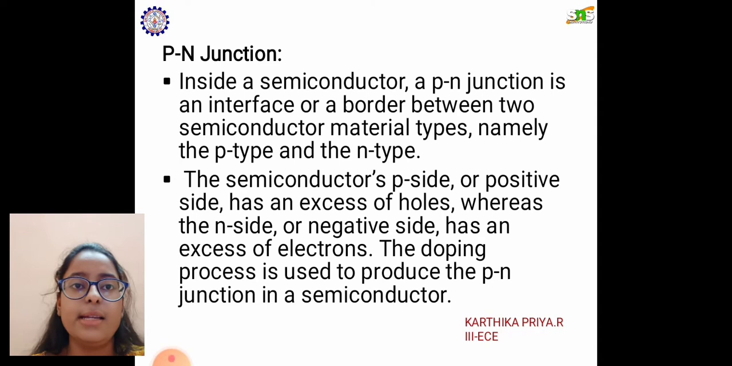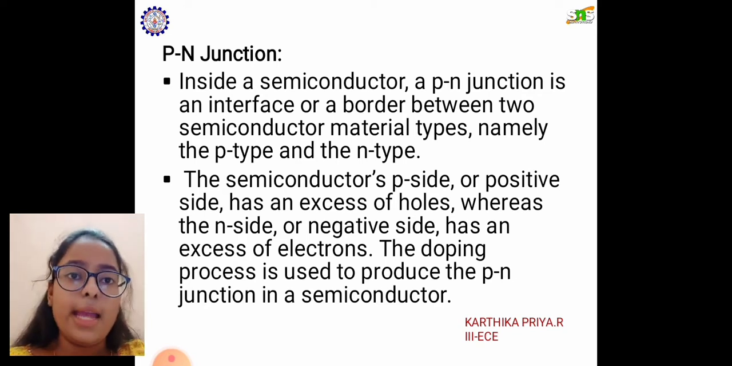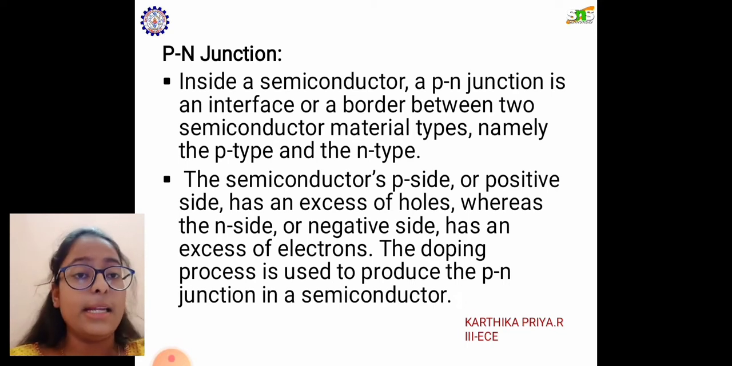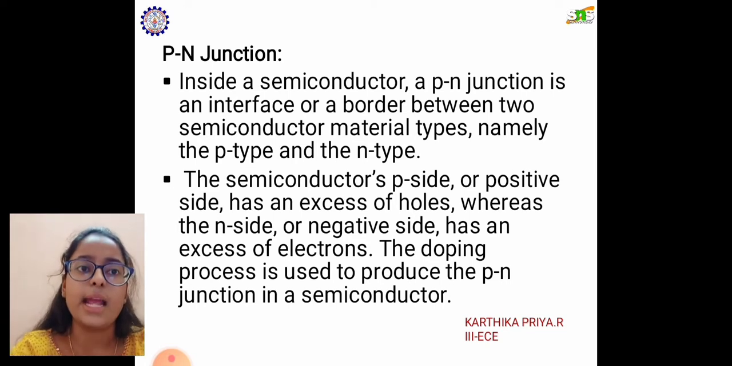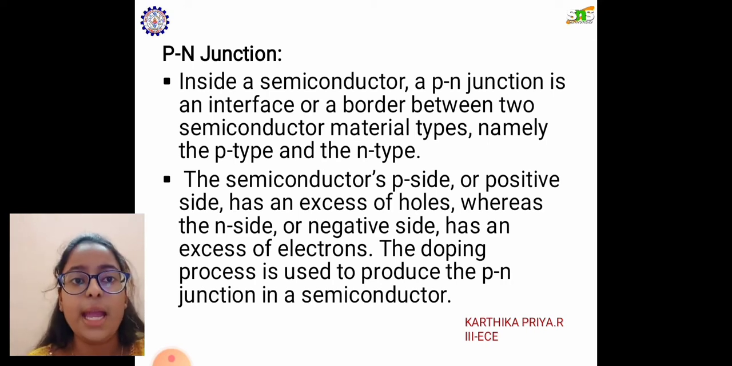And the next slide is about a PN junction. Inside a semiconductor, a PN junction is an interface or a border between two semiconductor material types, namely the P type and the N type. The semiconductor's P side or positive side has an excess of holes, whereas the N side or negative side has an excess of electrons. The doping process is used to produce a PN junction in a semiconductor.